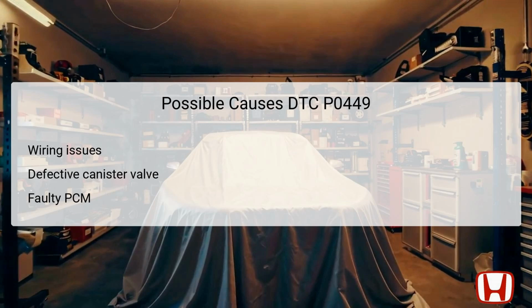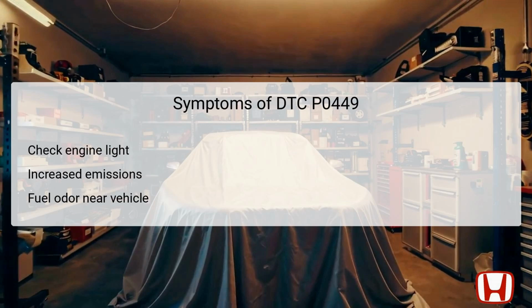When DTC P0449 is triggered, several symptoms may become apparent. The most common symptom is the illumination of the check engine light on the dashboard, indicating a malfunction within the engine's management system. Drivers may also notice increased emissions, as the EVAP system is designed to capture vaporized fuel that would otherwise escape into the atmosphere.